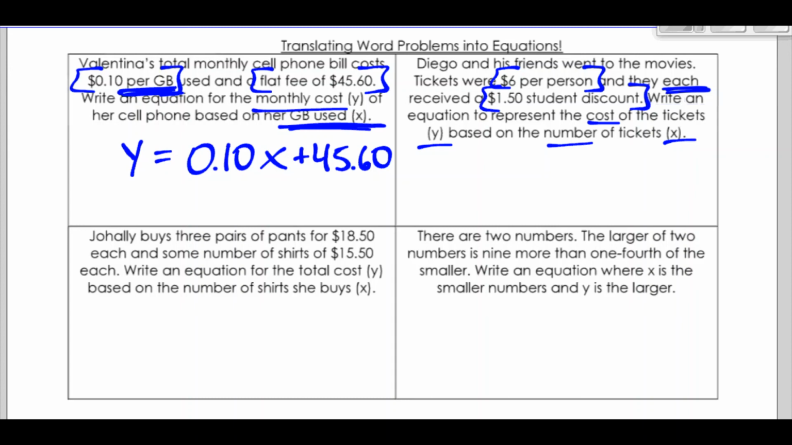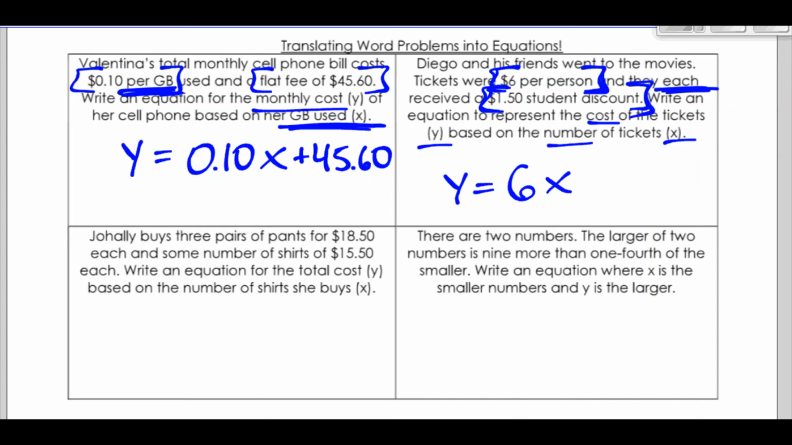So notice I'm just highlighting the parts that have the numbers in them. Really, it's the phrase that goes around the number, $6 per person. They each received a $1.50 student discount. Those are the key phrases there that are going to generate this equation. The total cost is our y, and that equals $6 per person, $6 times the number of tickets that we need to buy.